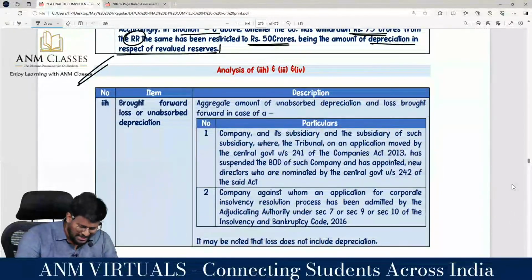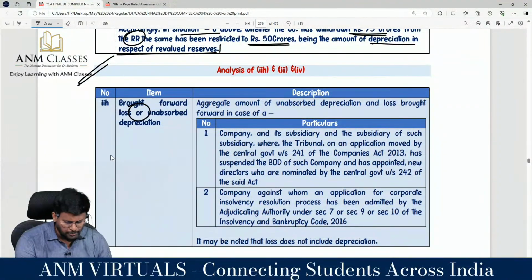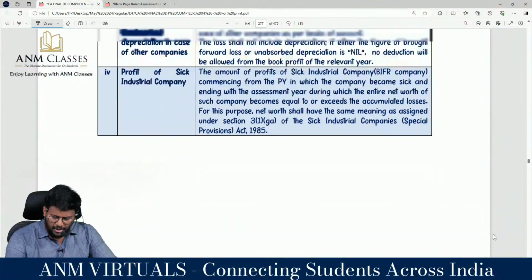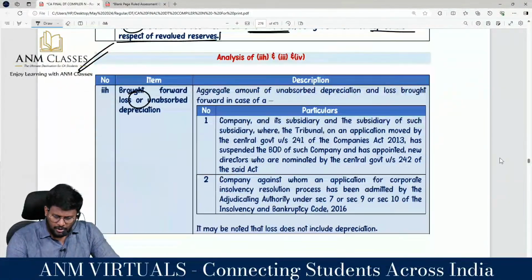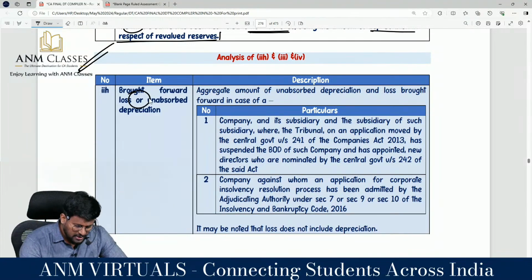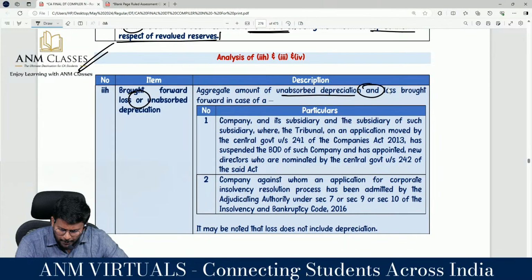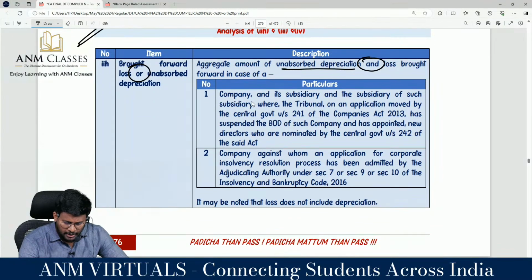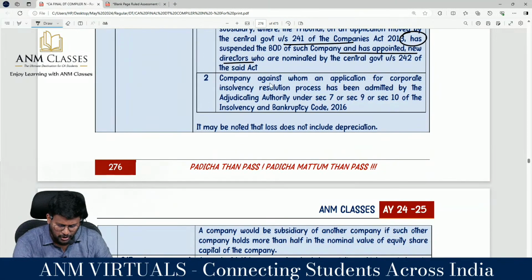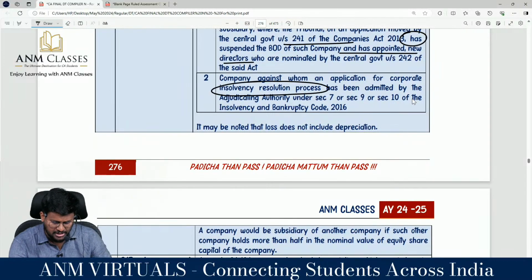Sir, my dear lovable students, the last analysis: brought forward or unabsorbed business loss. Two things we have already there. The company may be a normal company, or the company may be a sick company, or one which has applied for corporate insolvency. Sir, aggregate amount of unabsorbed depreciation and loss brought forward in case of a company and its subsidiary and the subsidiary of subsidiary, where the tribunal on application moved by central government has suspended the board of directors and appointed new board of directors. They have removed the board of directors and appointed the new board of directors. Or a company against whom an application for corporate insolvency resolution process has been admitted.